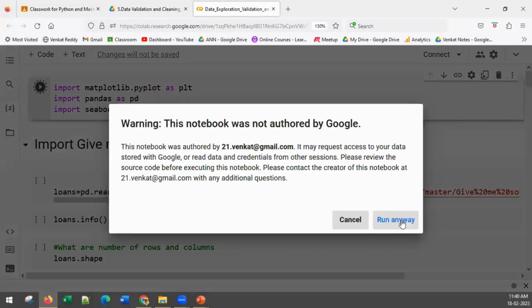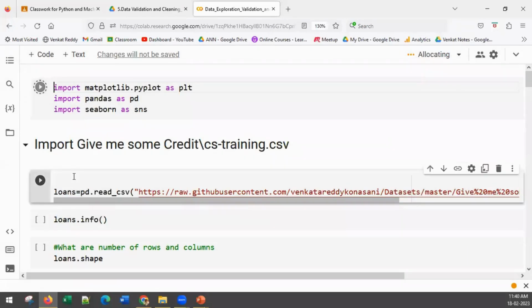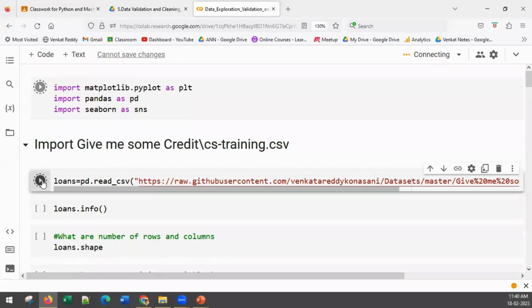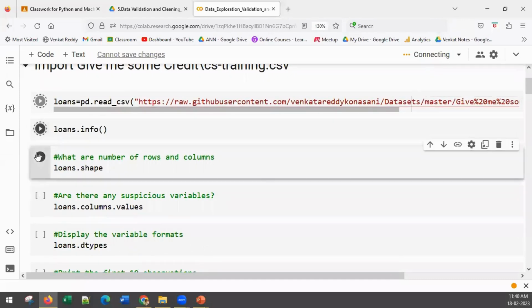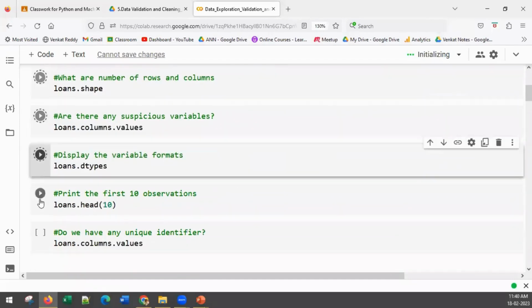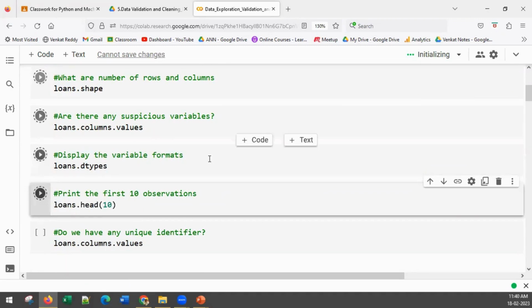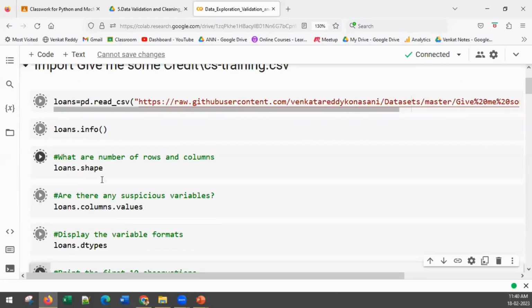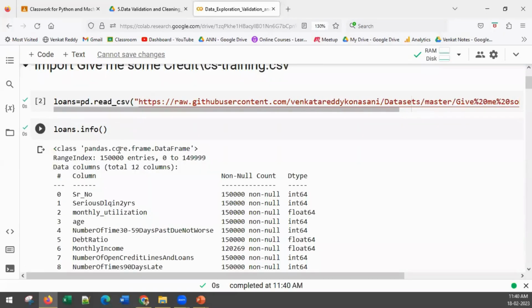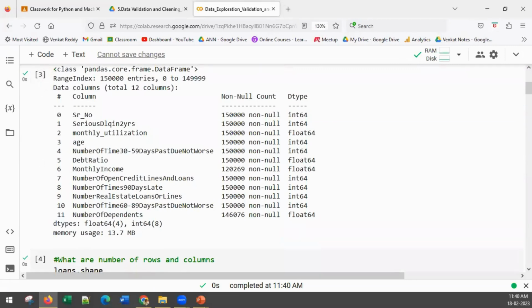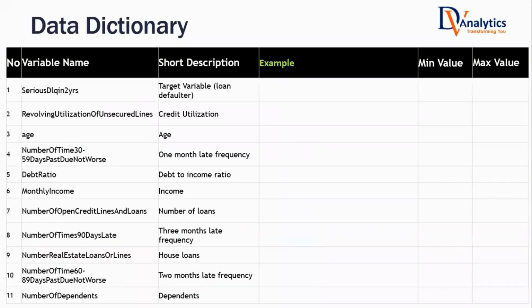Just import the packages. You say run anyway. It's code. I'm not really explaining it because I'm feeling that you're already comfortable with it. Data importing, info, shape, column values, dtypes, all of them you're very much aware of, isn't it? Once you have the info output, once you have all the variables in front of you, send me a confirmation message. Then I'll explain each and every variable in detail. We must have a clear idea on the data before going ahead. Send me a confirmation in the chat window.